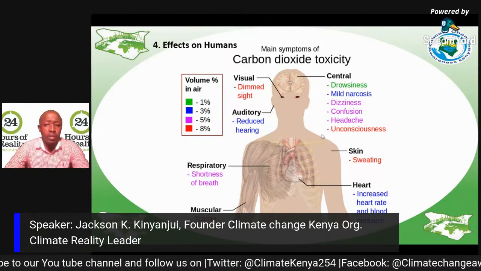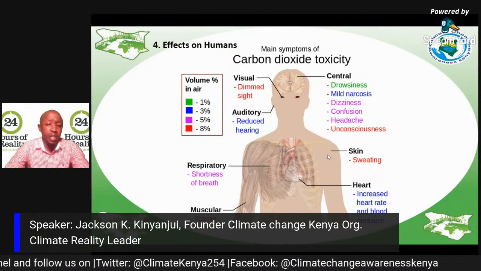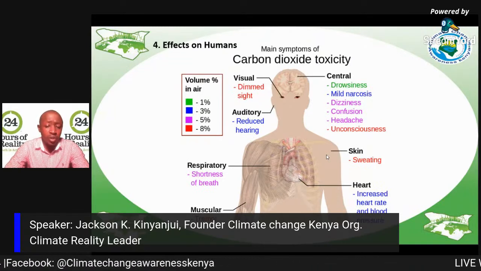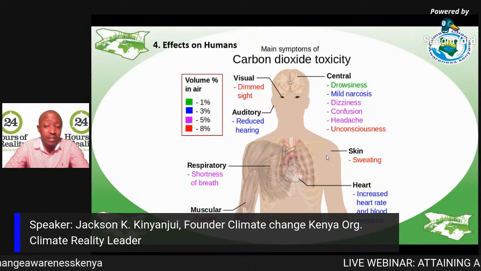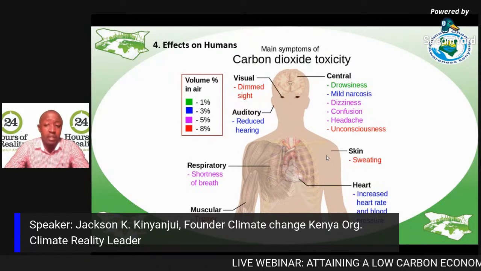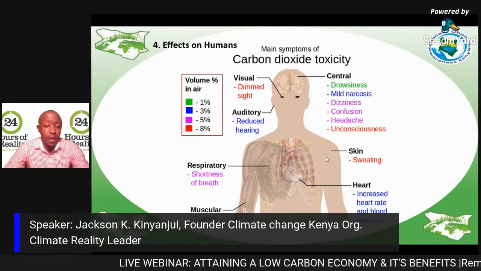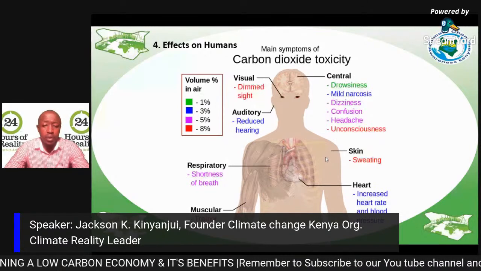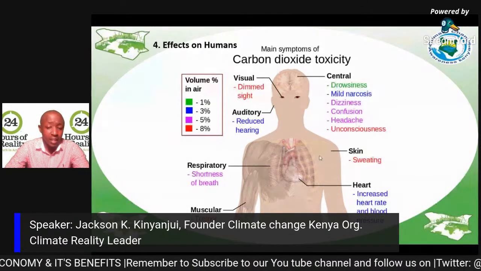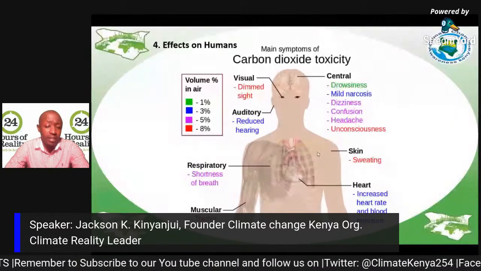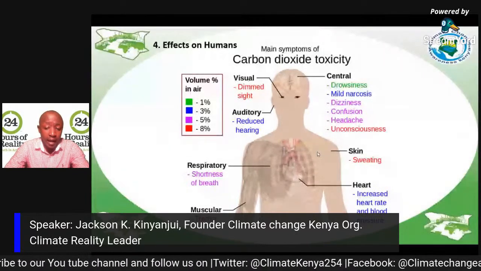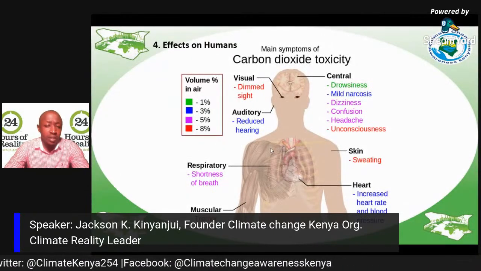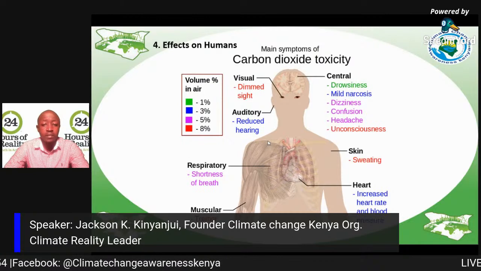This effect of carbon dioxide, from the chart in front of you, you can see it affects visual acuity, it affects auditory, the hearing aspect, it affects your brain capacity in terms of causing drowsiness and all that. Also, it affects respiration. The skin is affected because of the acidic rain. Also, remember the skin will be affected. It affects the muscular controls and the heartbeat. So in generality, it means that the effect of carbon dioxide toxicity is too much on humans.